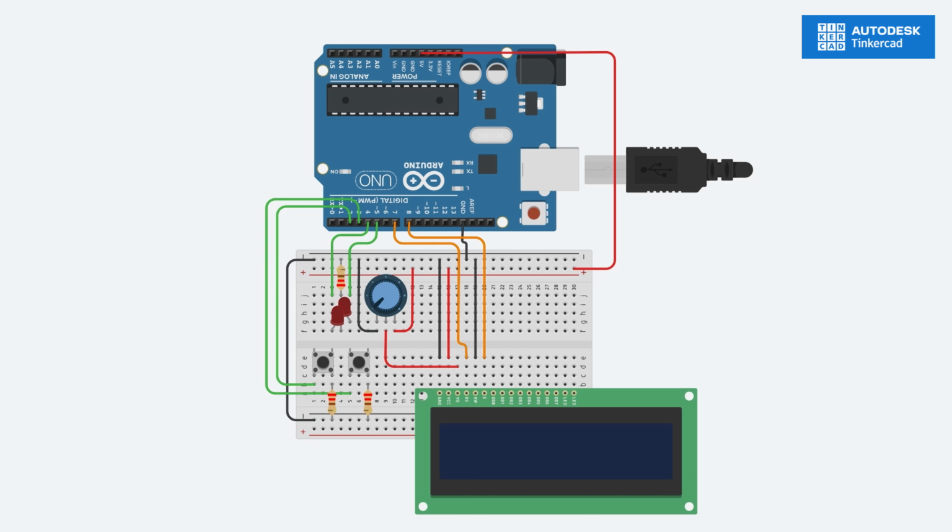After that, we'll connect pin 9 to our data pin 4. We'll connect pin 10 to our data pin 5. Connect port 11 to the data pin 6. And finally connect port 12 to the data pin 7.